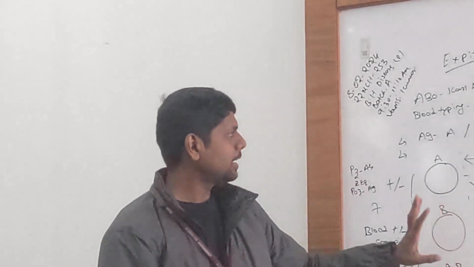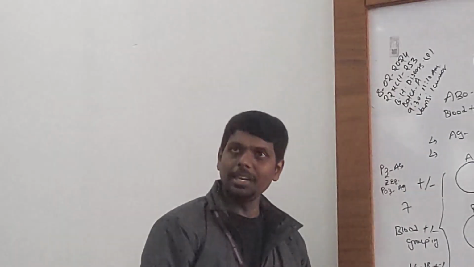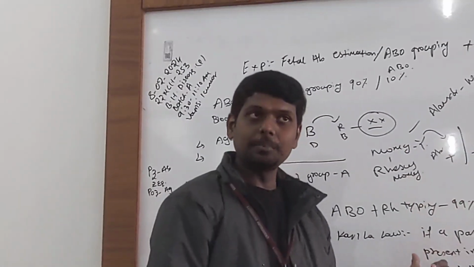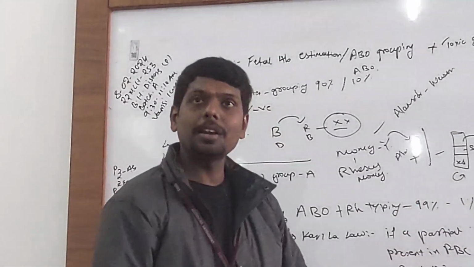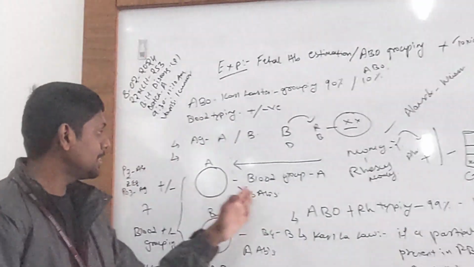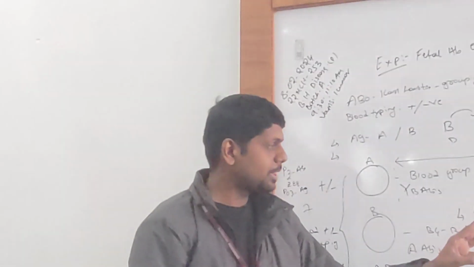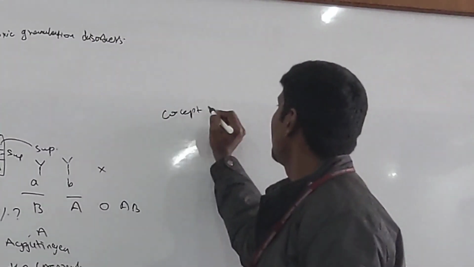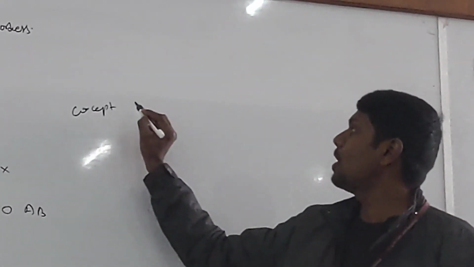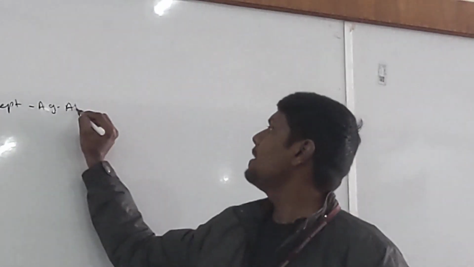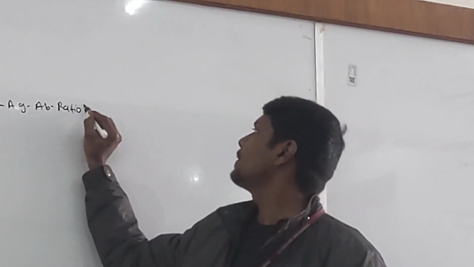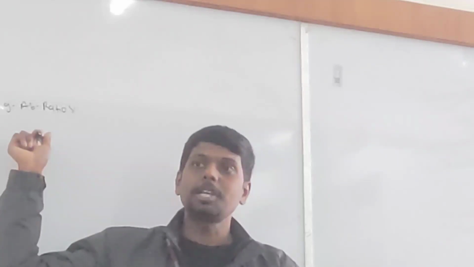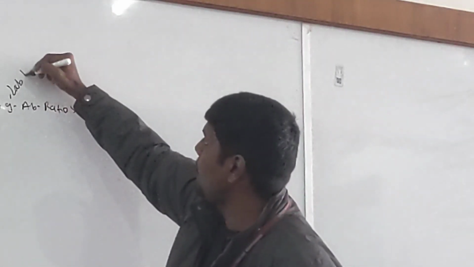Since this is clear, so far I discussed grouping. Typing was done by Alexander Weiner, grouping by Karl Landsteiner, typing by Lisa Monkey, then forward and reverse grouping, and you understood the antigens and antibodies in the body. Then the third one is a very important concept in immunology. This concept is related to antigen antibody ratios. Why this concept is important, I will tell, especially for lab diagnosis.